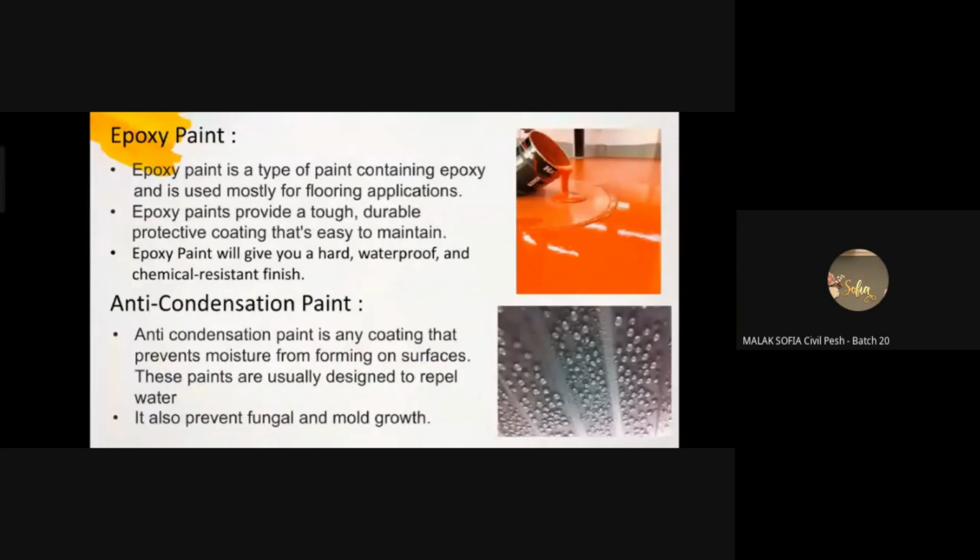Then comes the epoxy paint. It falls in the miscellaneous category. It contains epoxy, which is a thermosetting synthetic resin containing an epoxy group. Epoxy paints provide a very glossy and smooth, glass-like finish to the surface. Therefore, they do not need any type of finish once applied. Epoxy paints are mostly used for flooring purposes.